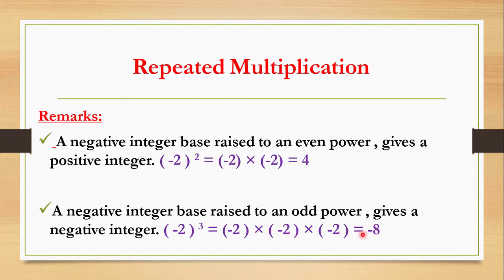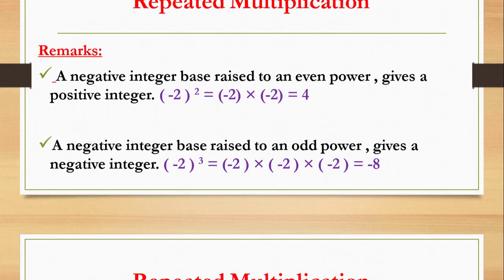So if we have a negative base and an even power, the result will be positive. If we have a negative base and an odd power, the result will be negative.